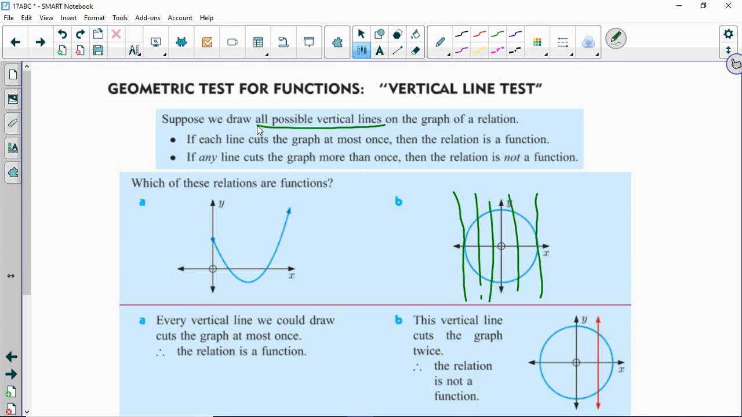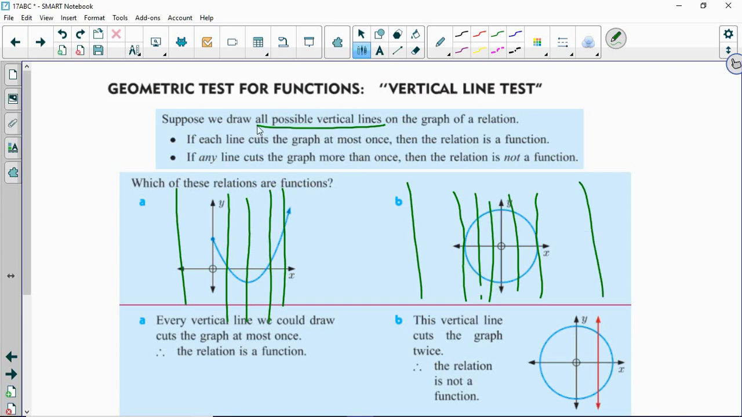The example on the left clearly is a function because every vertical line that I draw is going to only touch the function once, or not at all. In both of these cases, we could have vertical lines that don't intersect the graph at all, and we're not even interested in them. We just care about the ones that intersect it somewhere.